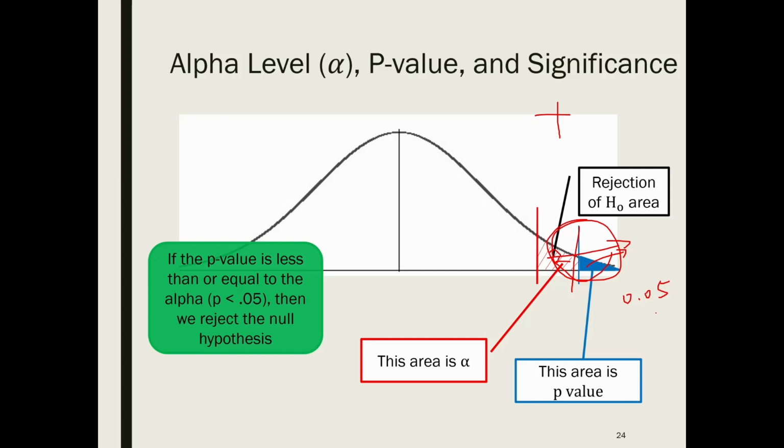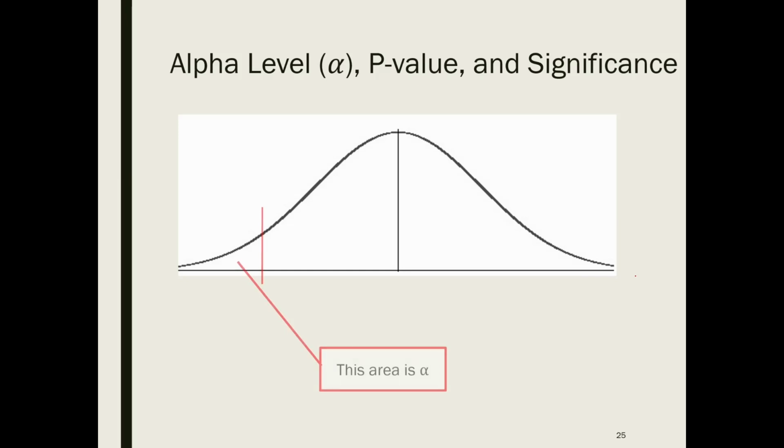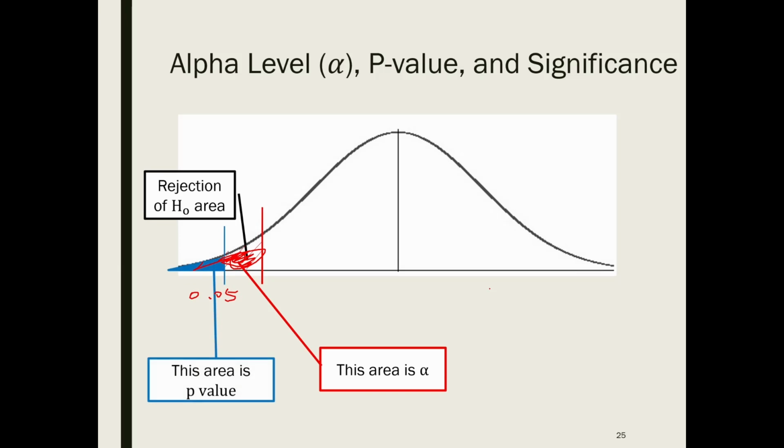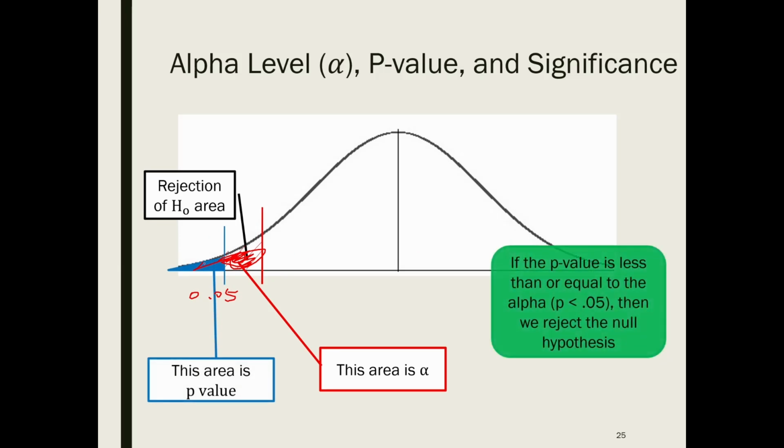If the p-value is less than 0.05, let's say 0.01, it will be somewhere here, so it lies in the rejection area. This is the positive side. Similarly, if we go to the negative side, the alpha level goes to here. This area, the proportion will be 0.05, right? Again, the rejection area will be anything smaller than 0.05. So again, if the p-value is less than or equal to 0.05, then we reject the null hypothesis.